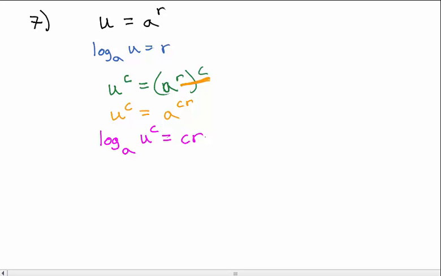We could have written it another way with a base of u, but we've been on this theme of base a, so I want to stick with this base a theme. What's nice about this is r, we remember, is equal to log base a of u. And so this gives us log base a of u to the c is equal to c times log base a of u.